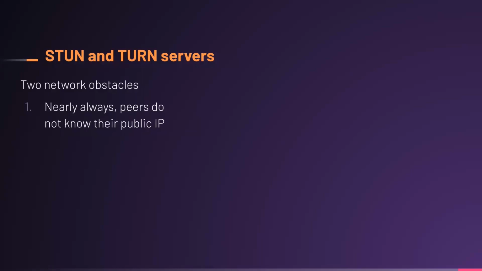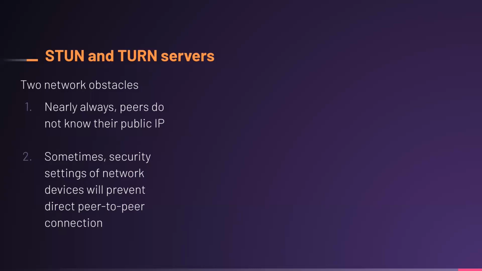And why is this a problem? Because as we just saw, each peer must share its IP address during negotiation. The second main problem is that sometimes security settings of these network devices are restrictive and prevent a direct peer-to-peer connection. This is particularly true of what's called symmetric NAT.